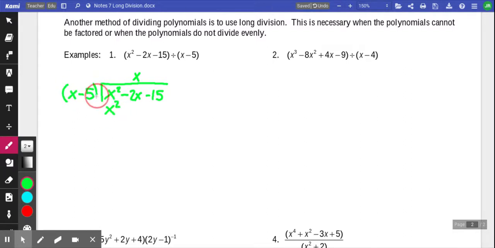But this is a binomial. If I want to, I can put parentheses around this. If I'm multiplying by x, I can't just multiply the first term, I also have to distribute. So I'm going to also multiply x times negative 5, and that's going to give me negative 5x.